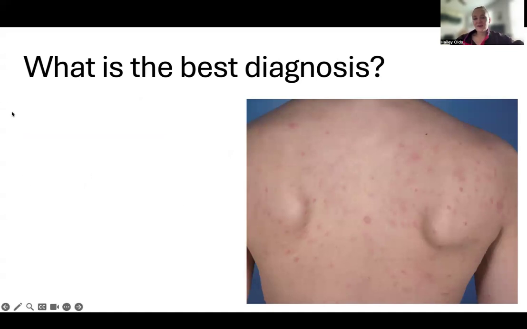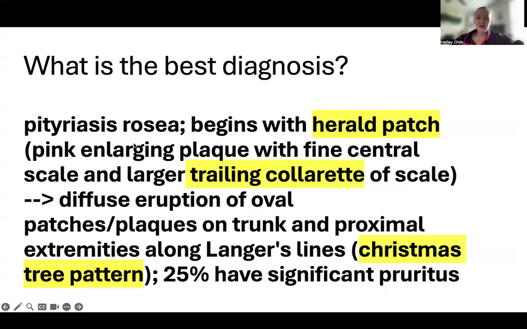So this is what they call the Christmas tree pattern, and I think what they mean by that is branches, following the lines, the embryologic lines. So this is Pityriasis rosea. It starts with the Herald patch, which is like the bigger one. And then you get multiple oval patches and plaques on the trunk and extremities along Langer's lines.